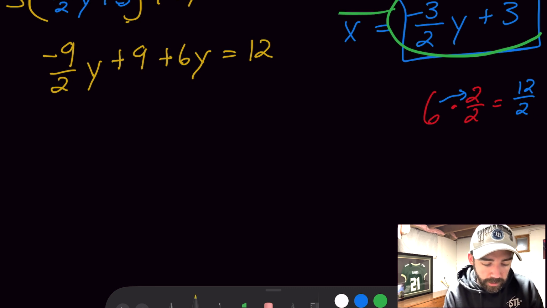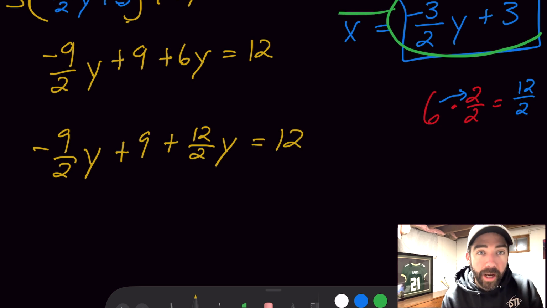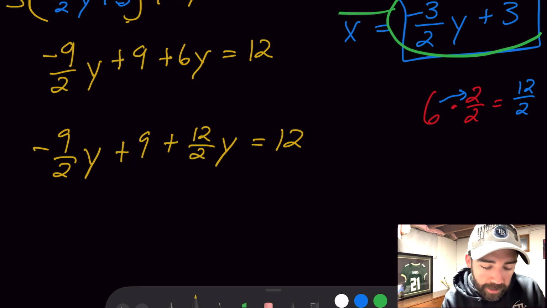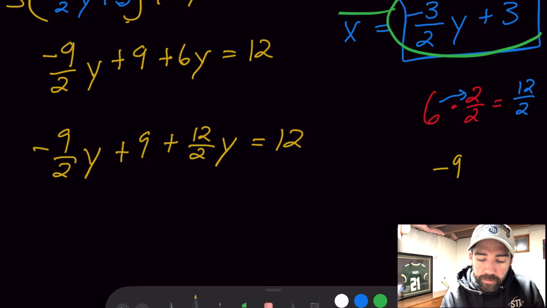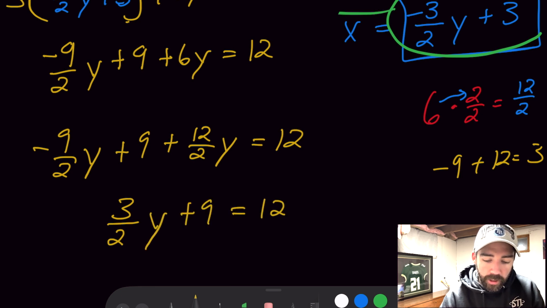All right, here we go. So this is really negative 9 over 2 y plus 9 plus 12 over 2 y equals 12. Now I can combine these, right? When we're adding fractions together, you need the common denominator, you leave the denominator and add the numerators. Well, what is negative 9 plus 12? That is positive 3. So we have 3 over 2 y plus 9 equals 12. And we keep going. If you're still with me, you are a pure champion, math genius.